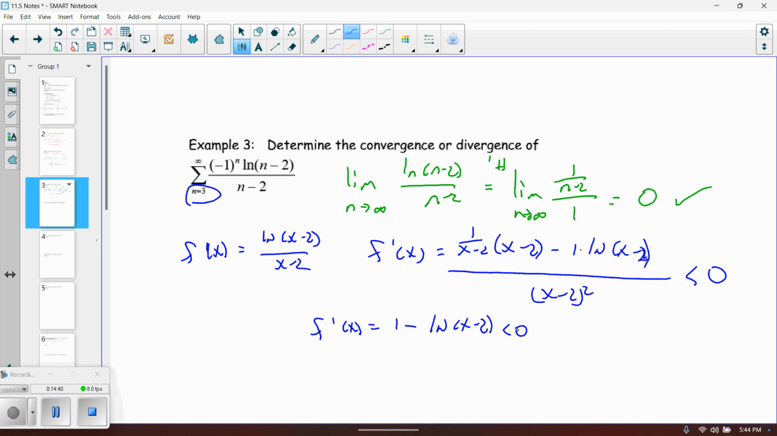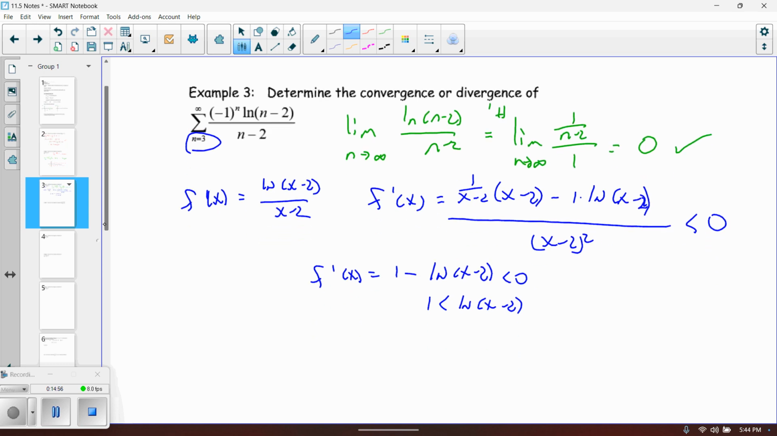So now we need to solve this for x. So we can add the natural log of x minus 2 to both sides, and then to get the x out of the natural log of x minus 2, we can exponentiate both sides. Exponentiating the left just gives me e. Exponentiating the right gives us x minus 2. And then we can add 2. So we get e plus 2 is less than x, or another way to say that is x has to be bigger than e plus 2.